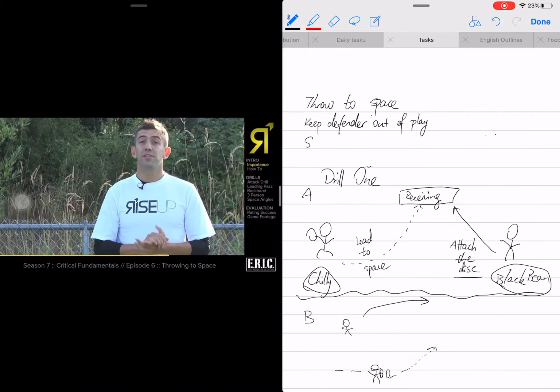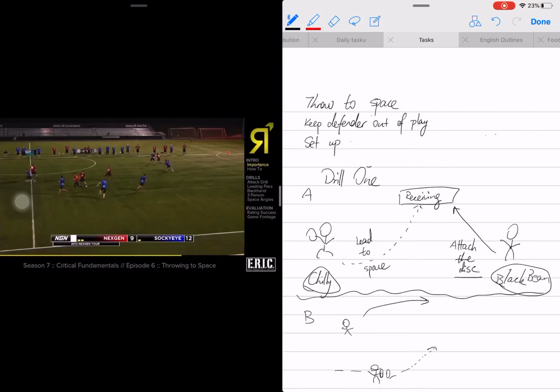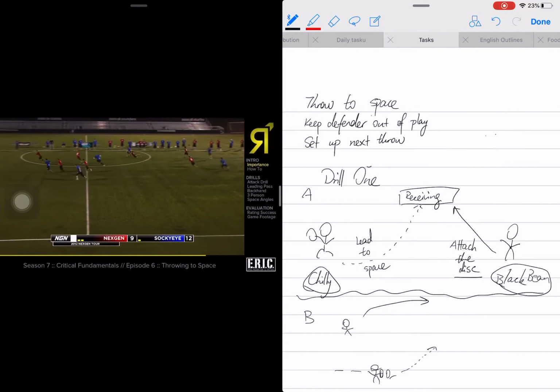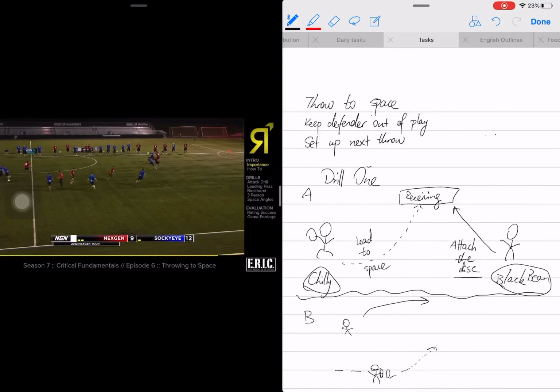Our goal is to throw to our receiver in stride. If we can hit them on the run without having them slow down or speed up too much, that's going to get them more comfortable and lead them into their next throw.